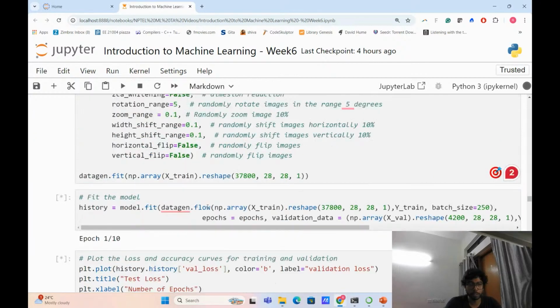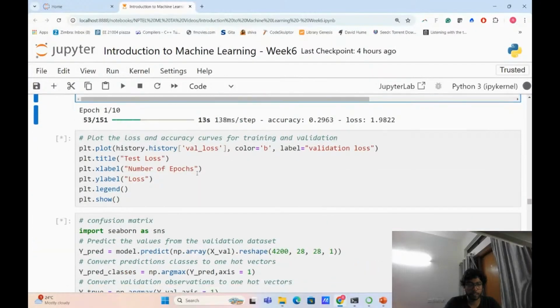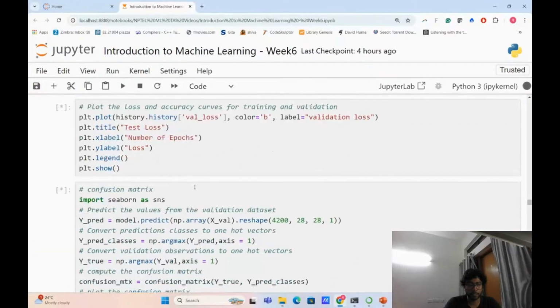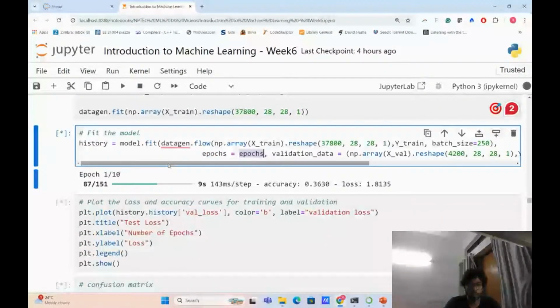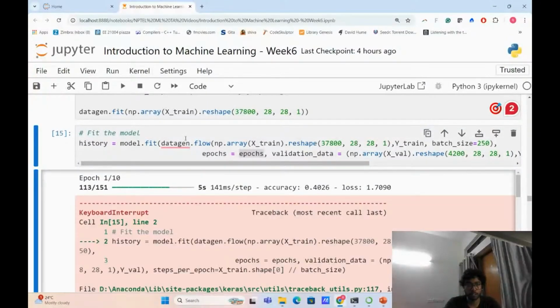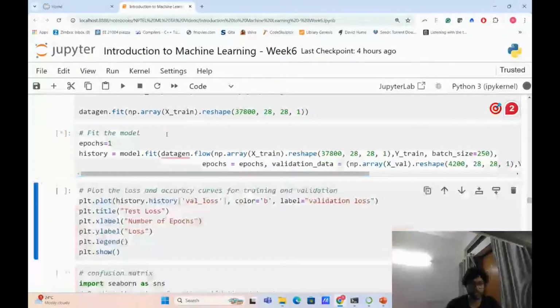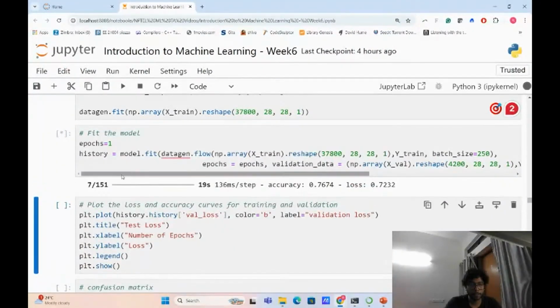For example, here we have epochs 10, and this is your validation data, and finally you fit the model. This is going to take a while till you fit the model. Let me make the epoch size a little lower. Maybe then it will be faster. So let's take epochs equals to 1. Okay, so it will just do one epoch.